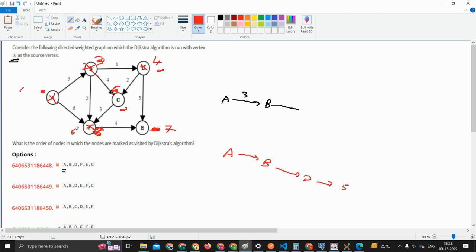Now all the vertices of F have been exhausted. Now we'll see the minimum. Of these, we have 6 and 7, so C. 5 was F, I think, right? So F, and then this is C, and then finally E. So A, B, D, F, C, E. ABDFCE. Yeah. Is that correct? Correct.